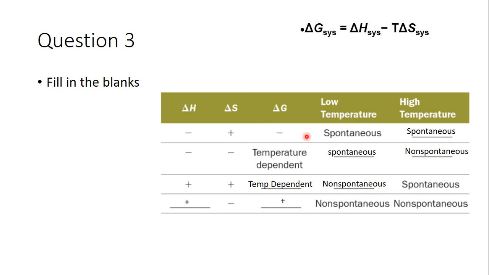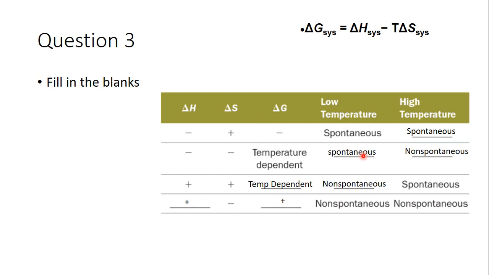Now let's look at our next situation. Delta H is negative, delta S is negative, which means minus T times a negative delta S. My minus T delta S term is actually positive. So we have a negative and a positive. That means delta G is temperature dependent.